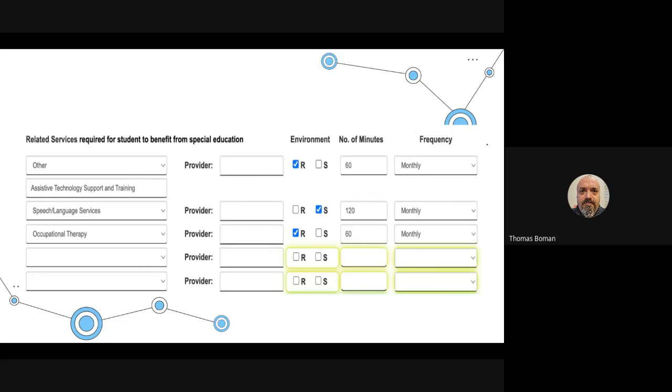So there you go. And then I think it was Jody Lynn that mentioned the environment. So you do want to specify where you are working with the student, in the regular education or general education setting or in the special education setting, and then you're going to specify your minutes.